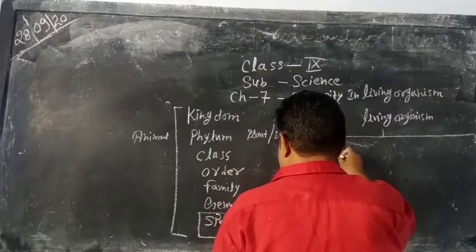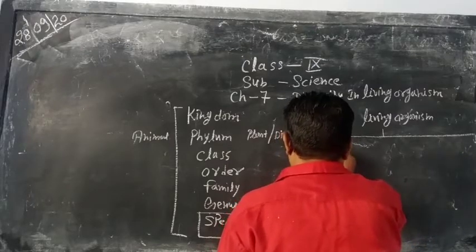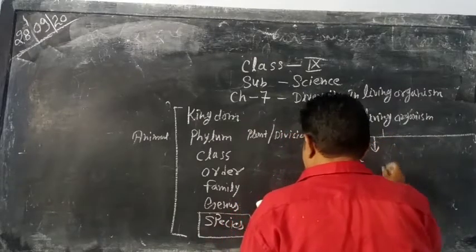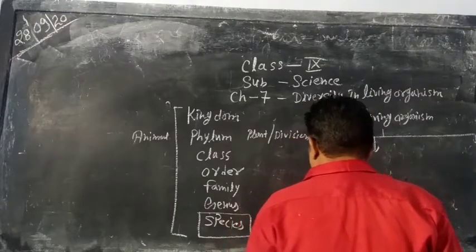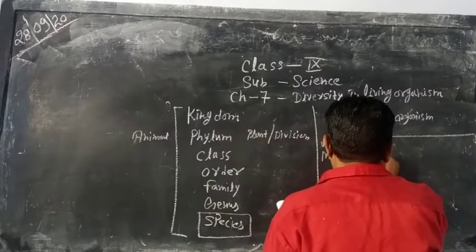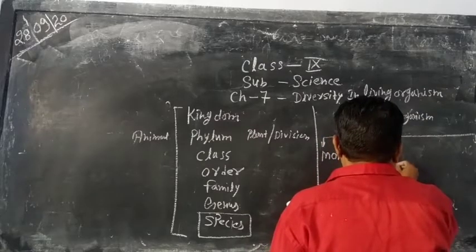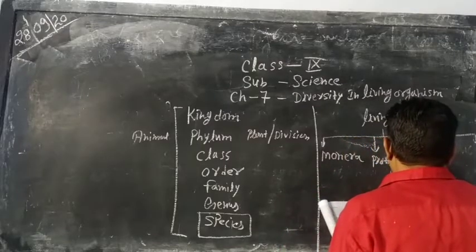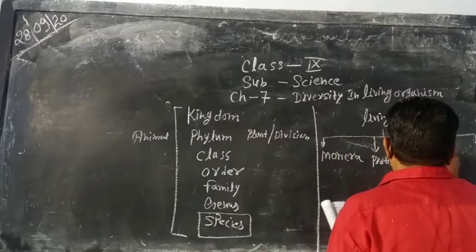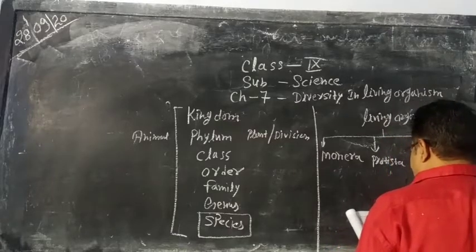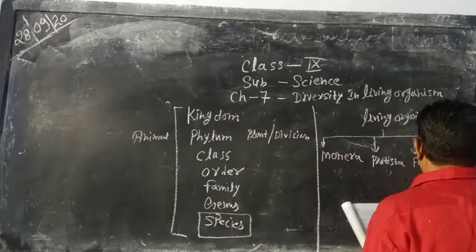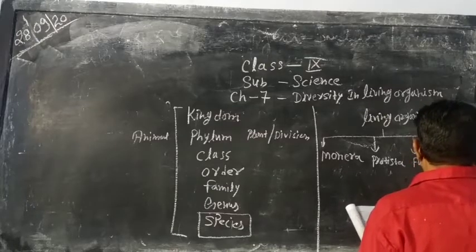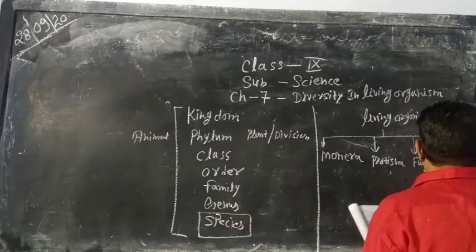According to Whittaker, there is a 5 kingdom classification system. First one is Monera. Second one is Protista. Third one is fungi, and fourth one is Plantae, and fifth and last one is Animalia.